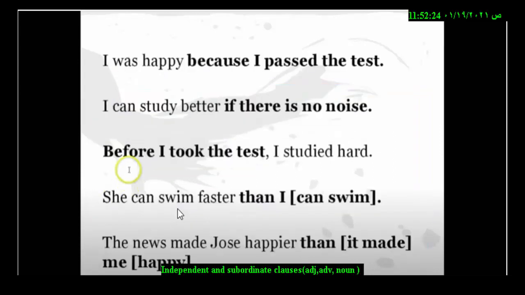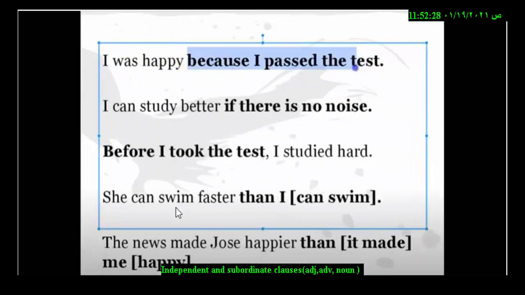Let's look at a few more examples. I was happy because I passed the test. "Because I passed the test" is my subordinate clause, adverb clause. It's because it tells you here why I was happy. So here, "because I passed the test," this is a subordinate clause that is an adverb.